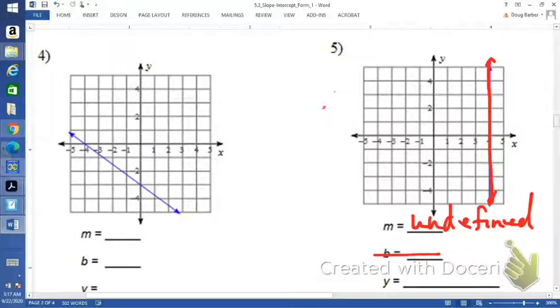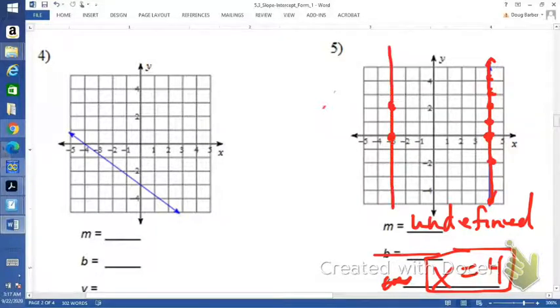Well, vertical lines, where does this cross the x-axis? It crosses the x-axis at 4. Alright? As a matter of fact, every point on this line has an x-coordinate of 4. And so that's how we would name this line. We would say that this is the line x equals 4. Alright? This line right here, this vertical line, every point on this line has an x-coordinate of -3, so that would be the line x equals -3.